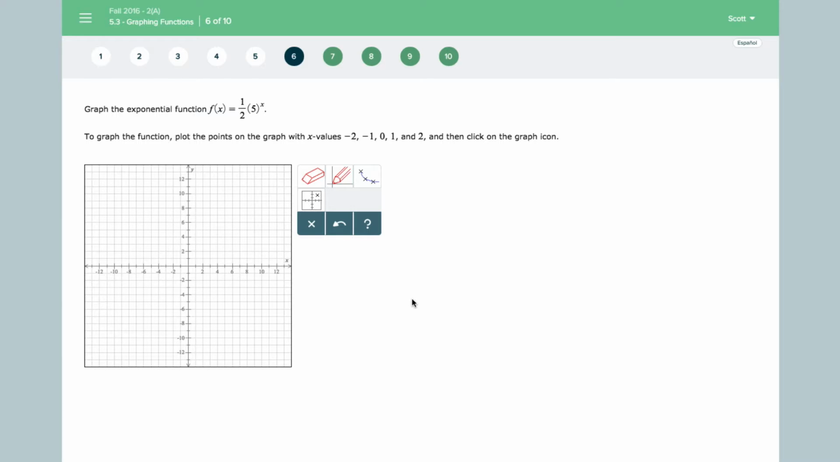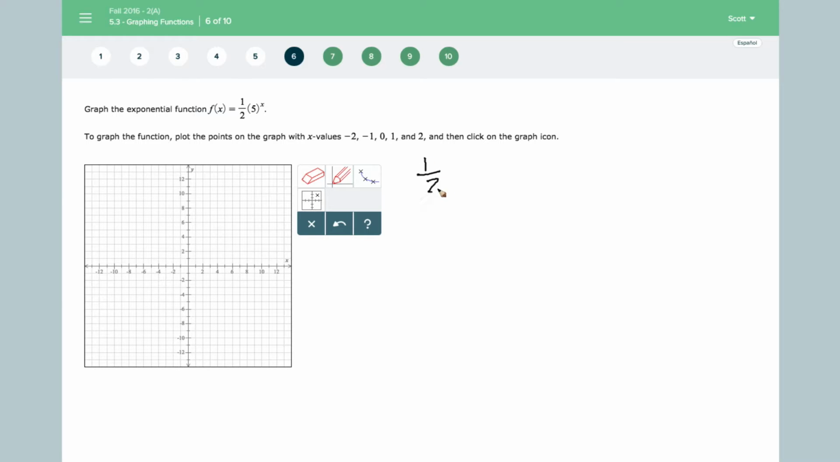Number 6, it's done the same way. Okay, now what can I tell from this? I can see right there the x is in the exponent, giving me an exponential function. And that number is greater than 1, so it's going to be increasing. It's going to look something like that, probably steeper, but it's going to be increasing. So let's go ahead and get started.